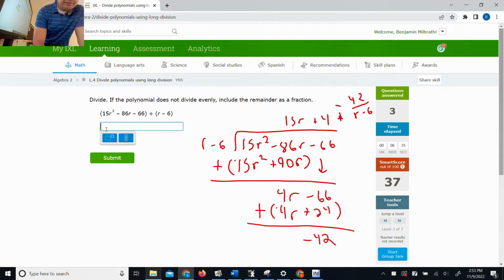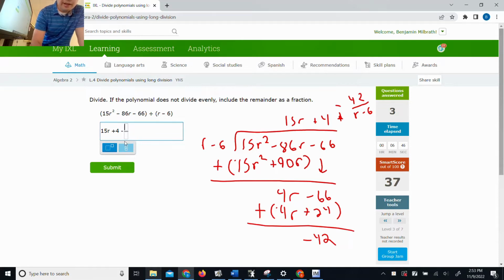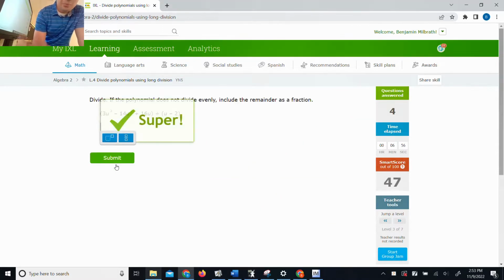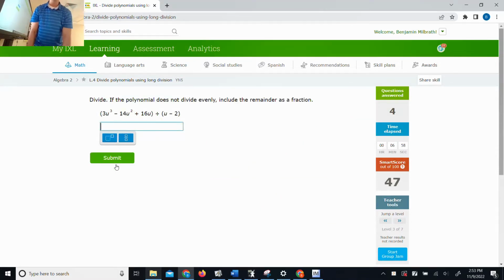Let's find out. Oops, 15r plus 4. I almost made a mistake on typing it in. Don't you hate it when that happens? I know a lot of people just don't like IXL because it's so unforgiving. As long as you're not cheating with Photomath or Mathway, it's a good way to learn. Super. I've been doing this for years and I still make mistakes. It's about repetition. The more you repeat, the less likely you are to make mistakes.